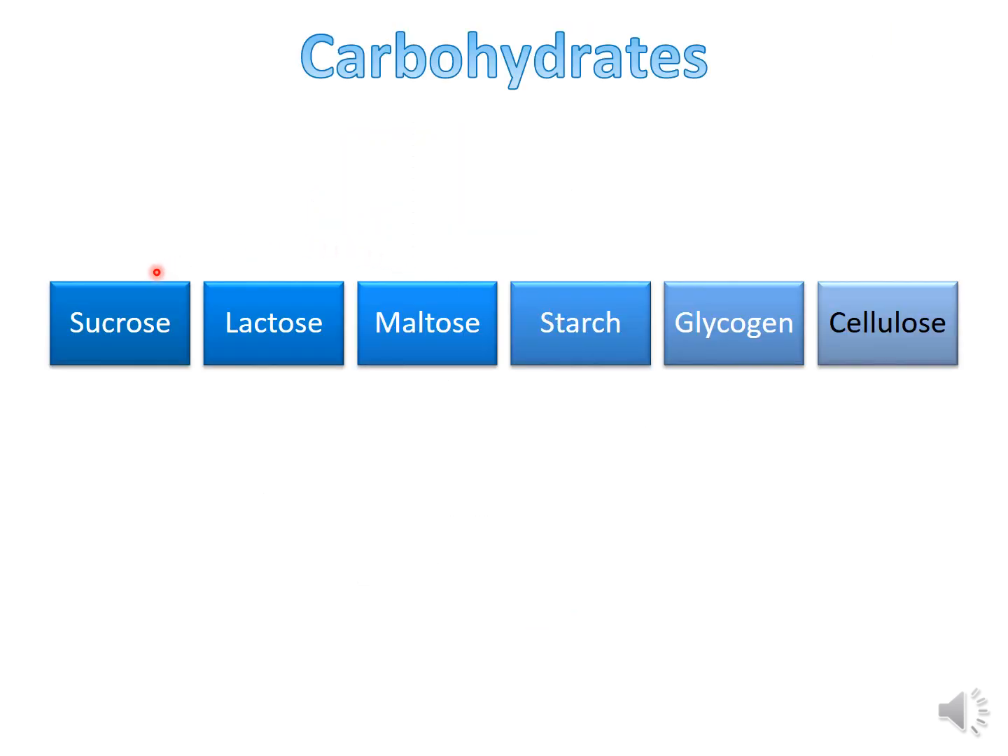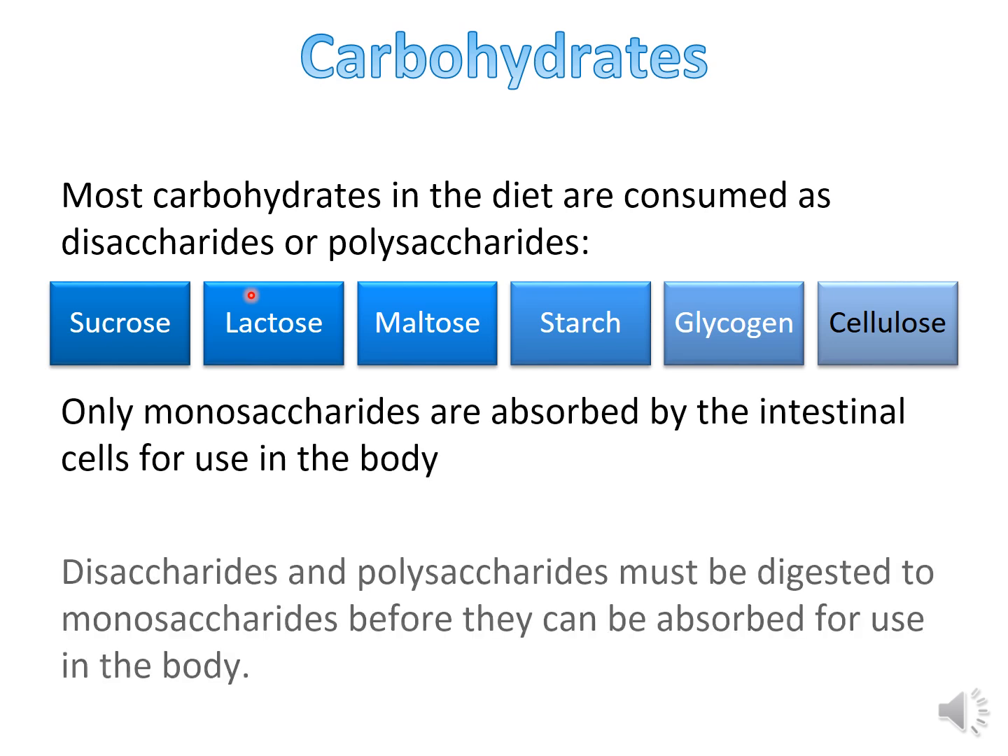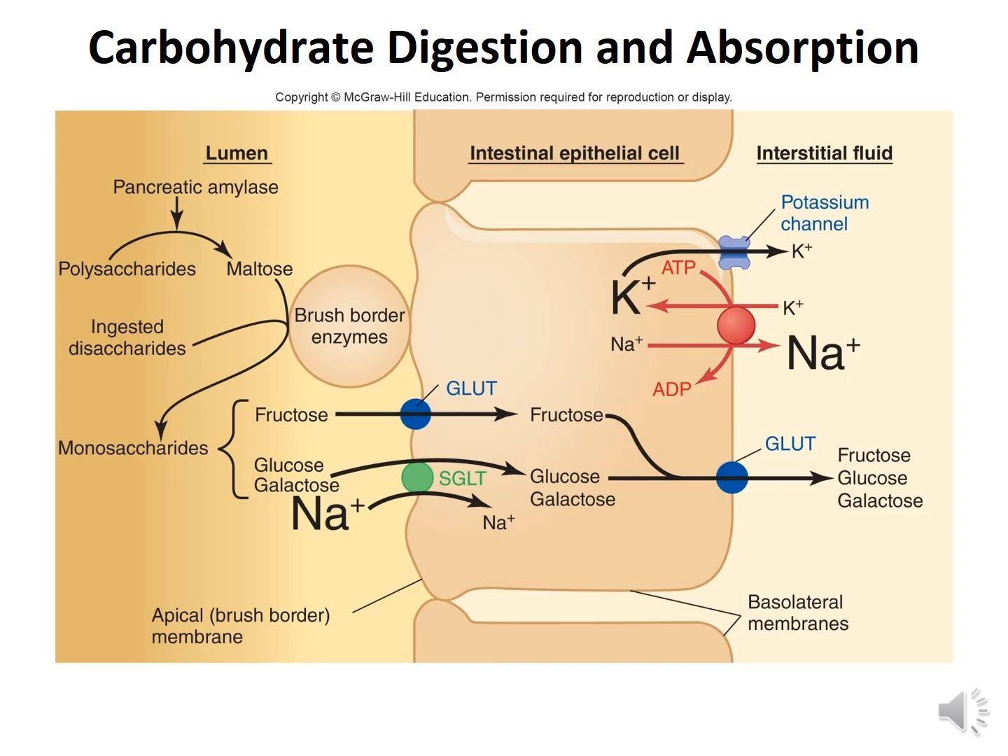Carbohydrates, you can eat lots and lots of different types of carbs: sucrose, lactose, maltose, starch, glycogen, all generally digestible. Cellulose is not. Lactose, in people who lack the enzyme lactase, can no longer be digested. And we have to break down all these things into either glucose, fructose, or galactose.